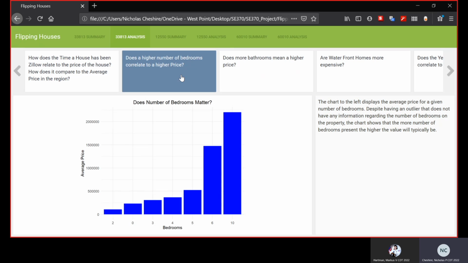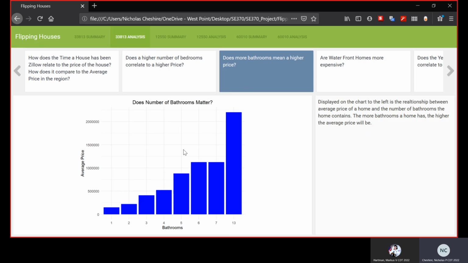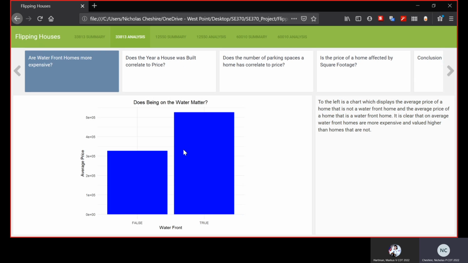Here we have whether or not bedrooms matter on price. What we can see is that bedrooms do matter with price, besides this one outlier that has 0 bedrooms, which makes no sense. Looking at our bathrooms, the more bathrooms a home has, the generally higher price it will be. What we can see here is houses that are on the waterfront are generally more expensive than houses that are not, as we can see from the average price there.